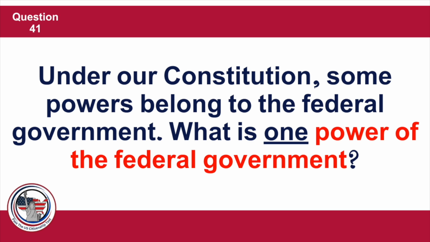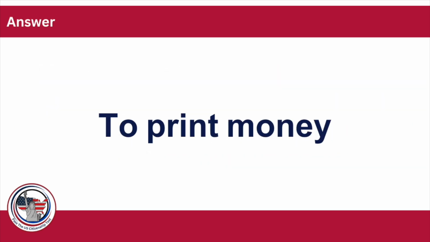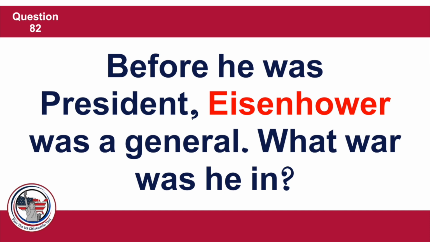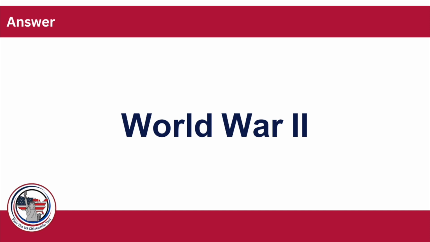Under our Constitution, some powers belong to the federal government. What is one power of the federal government? To print money. Before he was president, Eisenhower was a general. What war was he in? World War II.